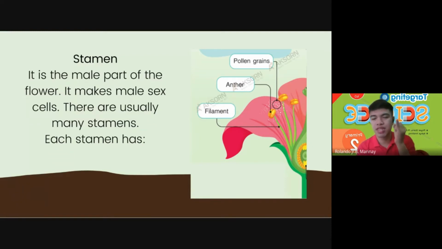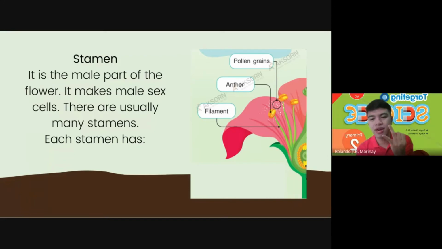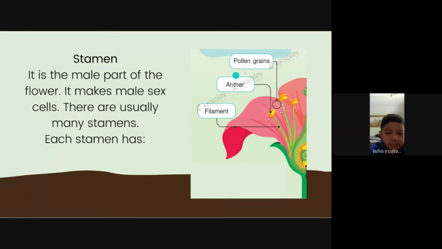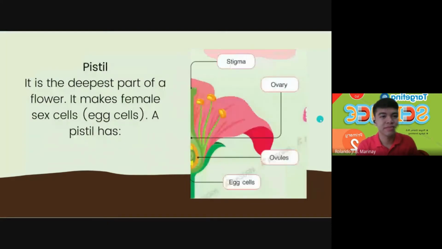Say pollen grains. Pollen grains. Anther. Filament. Those are the parts of the stamen. The anther is on the top of the filament. The pollen grains are like a powder. These are very small. And the filament is this one, the line.